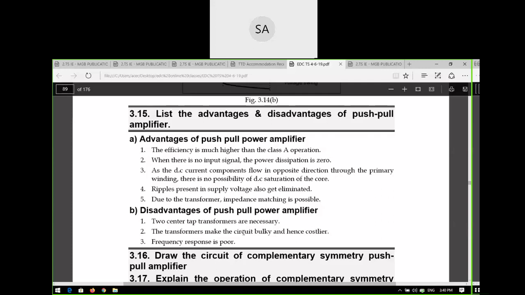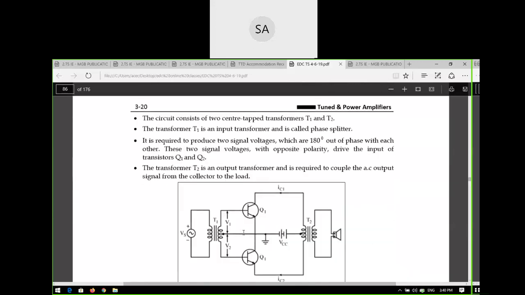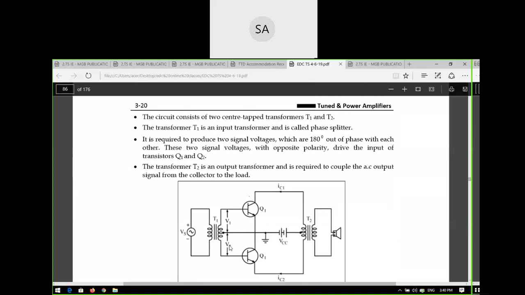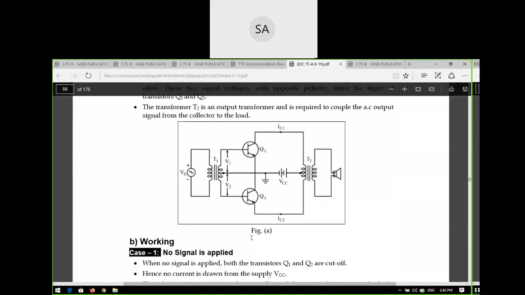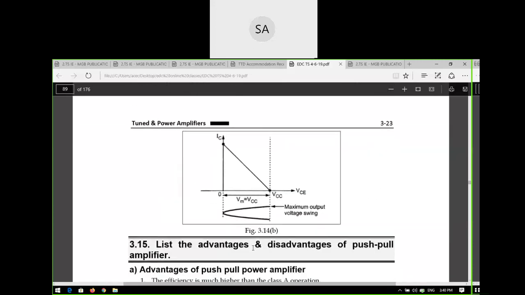Why? Because they have opposite polarity. V1 and V2 have the opposite polarity. See here, what are V1 and V2? V1 is the positive going cycle, which means V2 is the negative going cycle. So the overall effect is that they cancel each other. Ripples will not be present in the circuit.